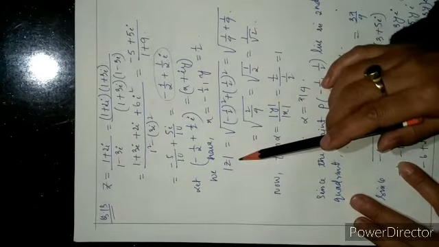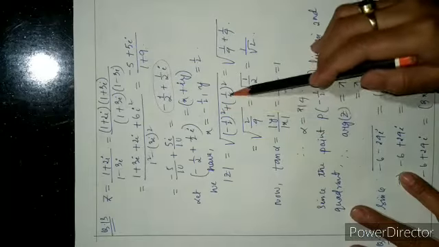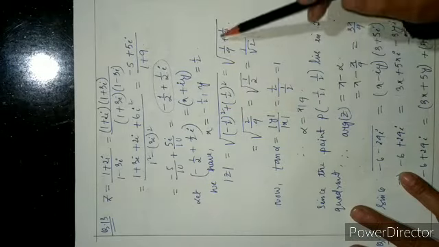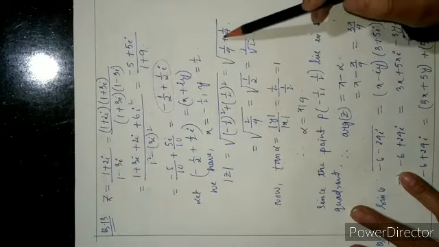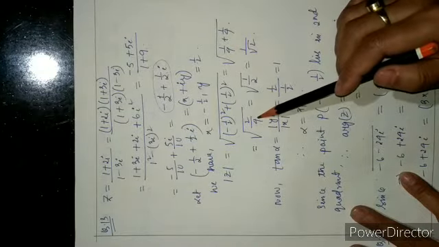Then find the modulus of z. Modulus of z is given by root over real part square plus imaginary part square, which is equal to root over 1 by 4 plus 1 by 4. Adding, we get 2 by 4.